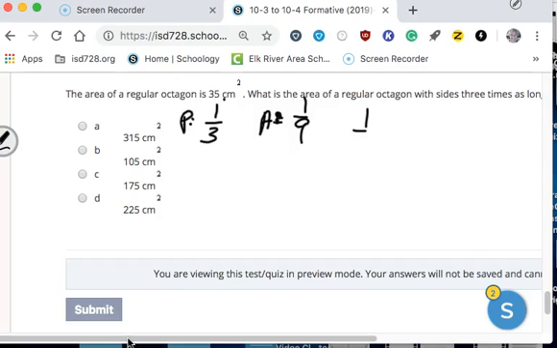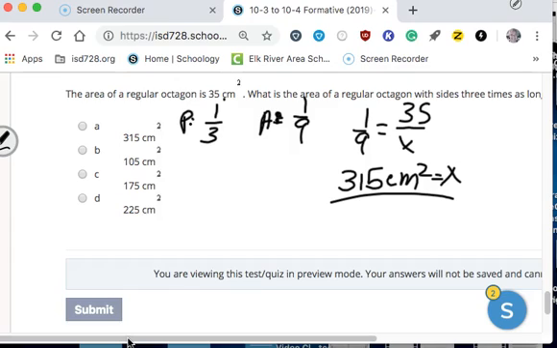So I know 1:9 is equal to 35 to x. So now I go 35 times 9, and that's going to give me 315 centimeters squared is equal to my x, my other. So 315, that is A, and we're good to go.